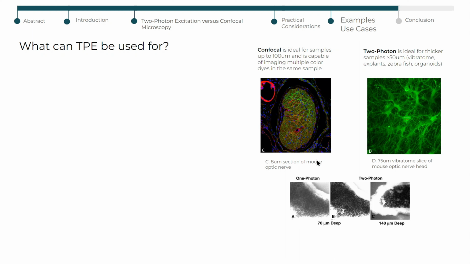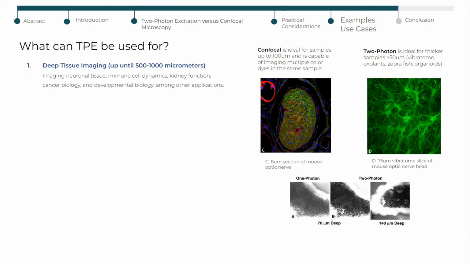And that's where TPE comes into play, allowing deep tissue imaging up until 500 to 1000 micrometers for imaging neuronal tissue, immune cell dynamics, kidney function, cancer biology, and developmental biology, among other applications, giving clearly better results than confocal for thicker samples, as we see in this image of a 70 micrometer specimen.